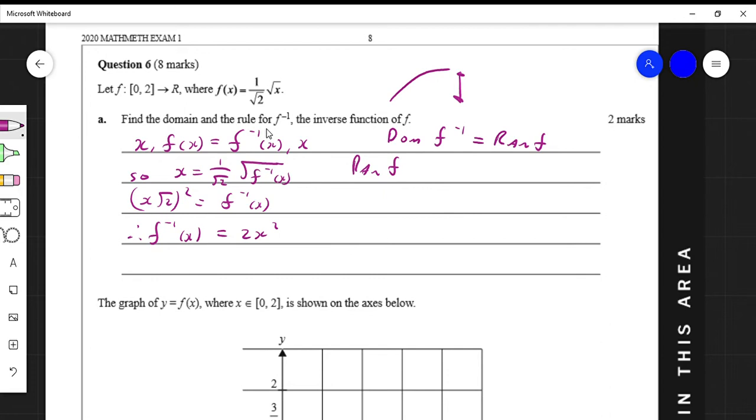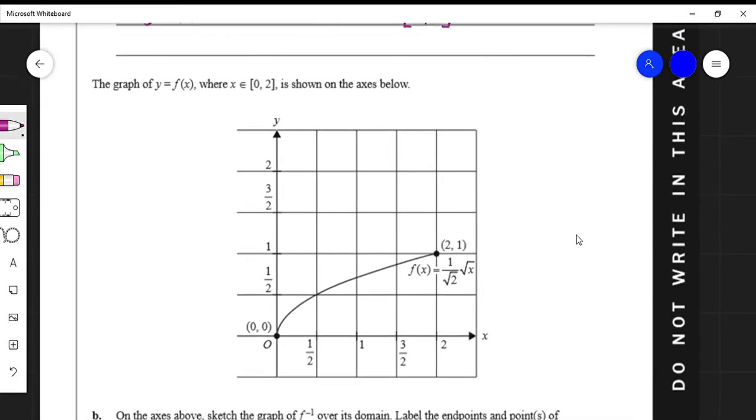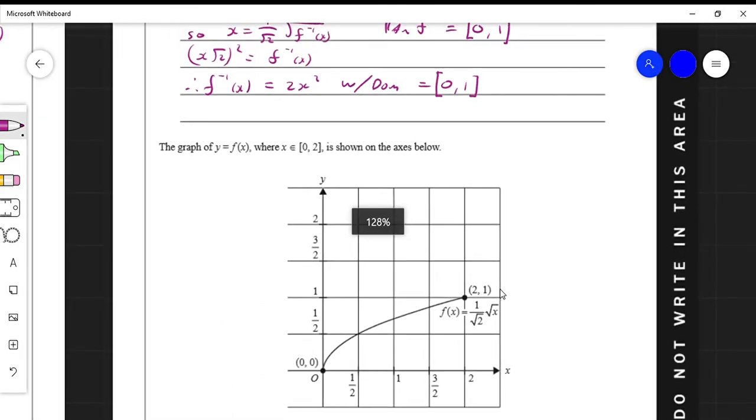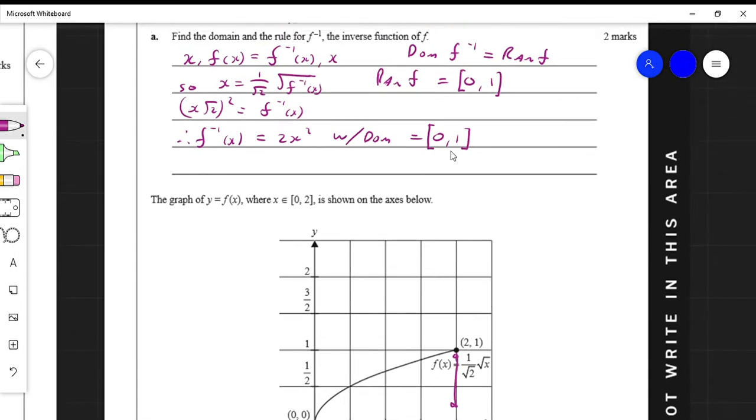But if I put in 0, we get 0. If I put in 2, we get 1. So the range is 0 to 1 inclusive, which is also the domain of the inverse function. So the domain is 0 to 1 inclusive. So that's the answer to that one. So now they've graphed it for us. So you could just as easily have pulled it from this graph too, which I didn't really notice. But that's fine. It's good that we worked it out like this, just in case they don't actually give you a graph on the exam.